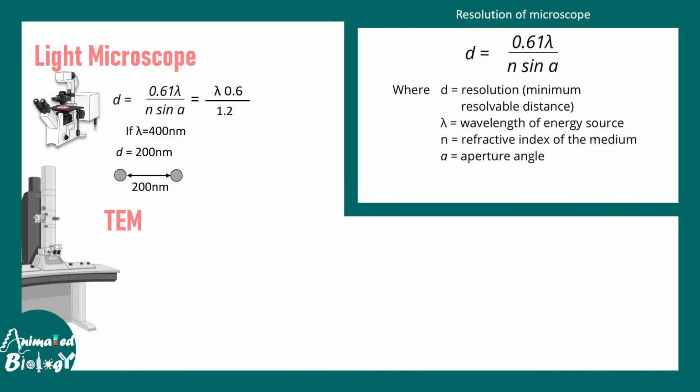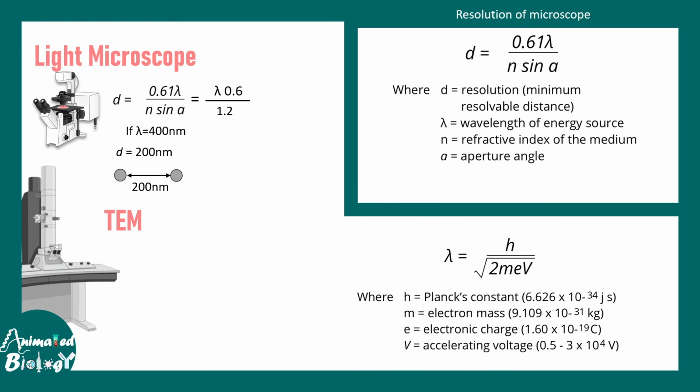But what about TEM? TEM can improve this capability several thousand fold. Why? Because TEM uses electrons. Electrons have a much lower wavelength. The wavelength of an electron is calculated as lambda equal to h by square root of 2 meV. If we plug in all the values provided here, we get the wavelength. It is 1.227 nanometer, which is several hundred nanometers lower than visible light.